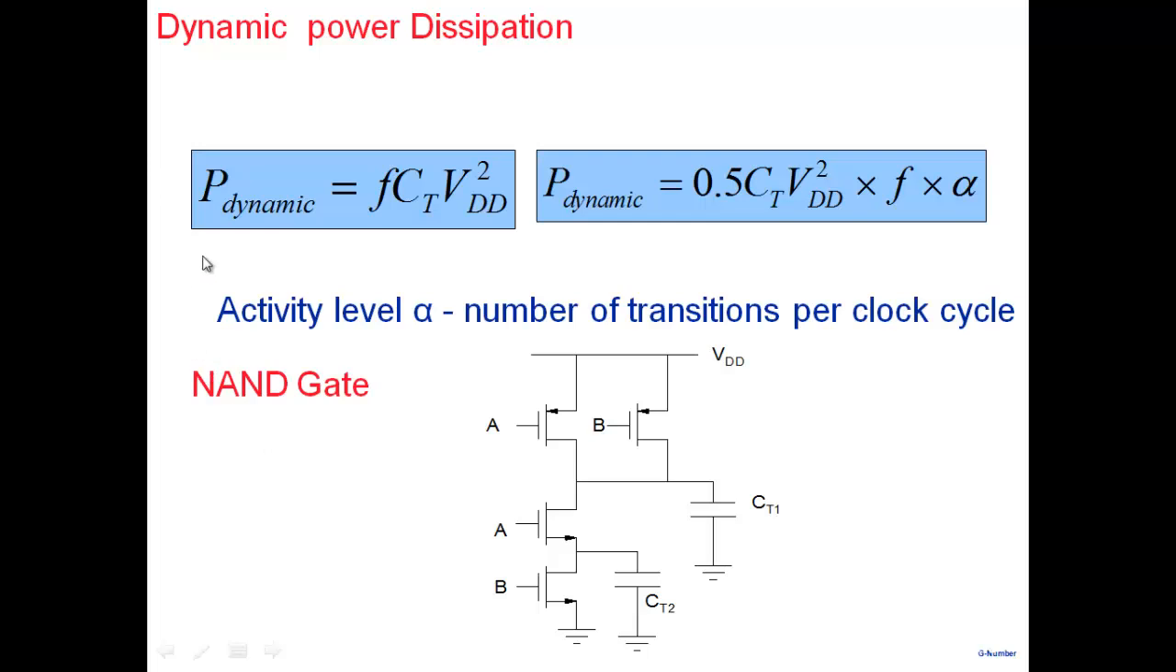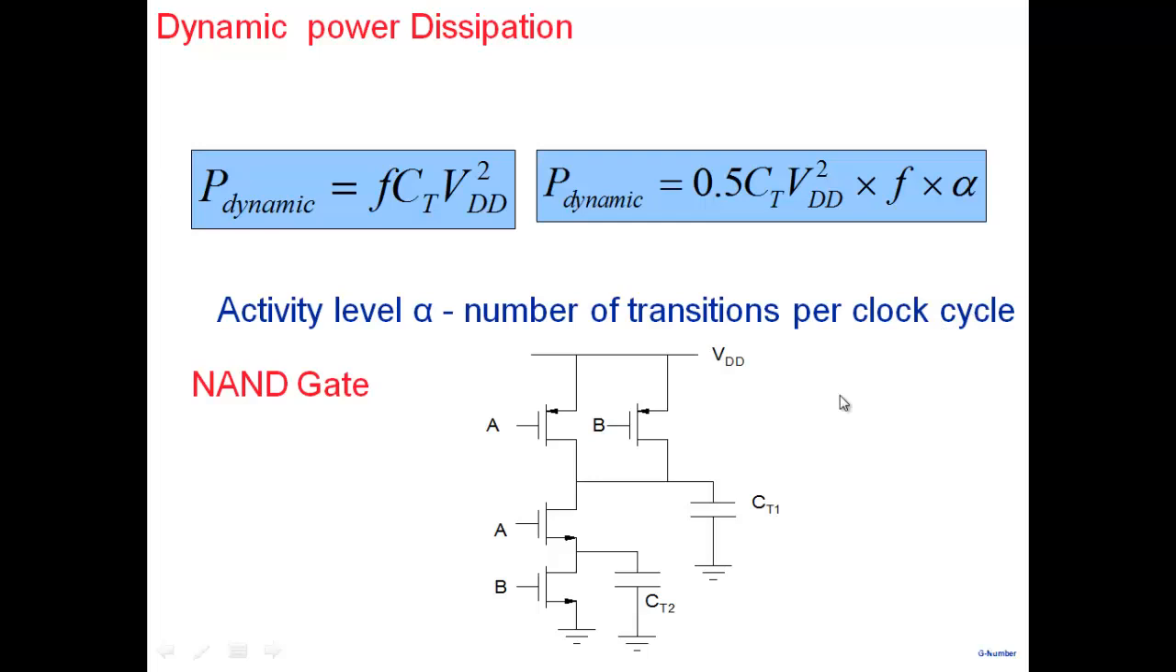So the power dissipation, again, we are ignoring the static power dissipation, looking at mostly the dynamic power dissipation. Dynamic power dissipation is associated with switching of a node. If a node is switching at a frequency F, and the node has a capacitance CT, and is switching between these two limits, 0 to VDD, that's the power which is dissipated. Otherwise, if the node is not switching at the same rate as the clock, then we add what we call the activity level, alpha. The activity level is the number of transitions that the node undergoes per clock cycle.